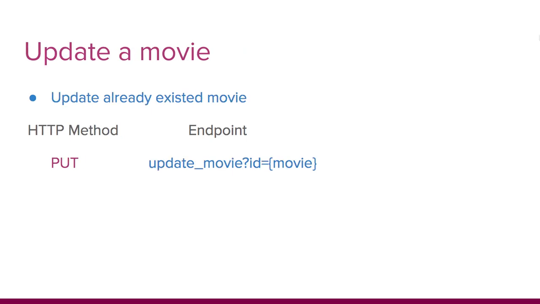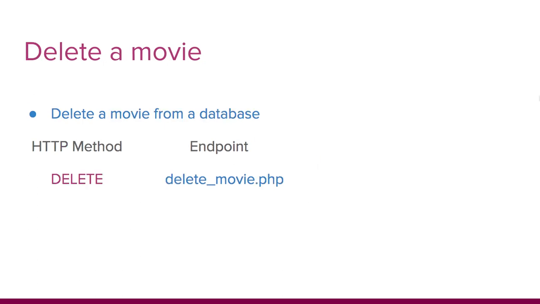For updating a movie, we need to make a PUT or POST request, and the endpoint can be updateMovie.php and then $ID, and then we pass the ID of the movie that we are interested in updating its data. Finally, in order to delete a movie, we need to make a DELETE request, and the endpoint can be delete_movie.php, which deletes a specific movie.